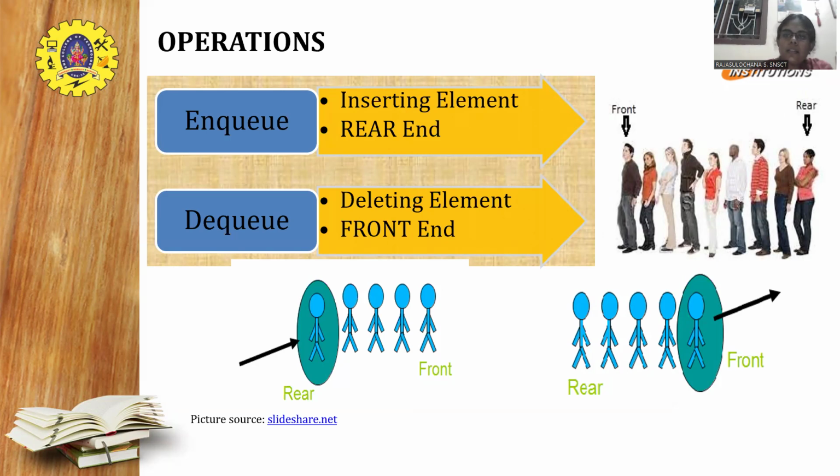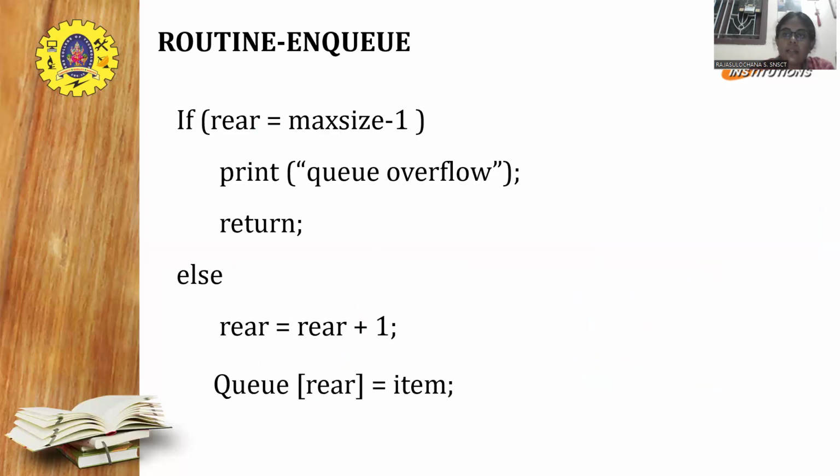NQ is used for inserting an element, just as the push operation is used for inserting an element into the stack. So in case of queue, the NQ operation is used for inserting the element at the rear end, and DQ is used for deleting an element from the front end. In case of stack, the pop operation is used for removing or deleting an element from the stack. So this is a routine for the NQ operation.